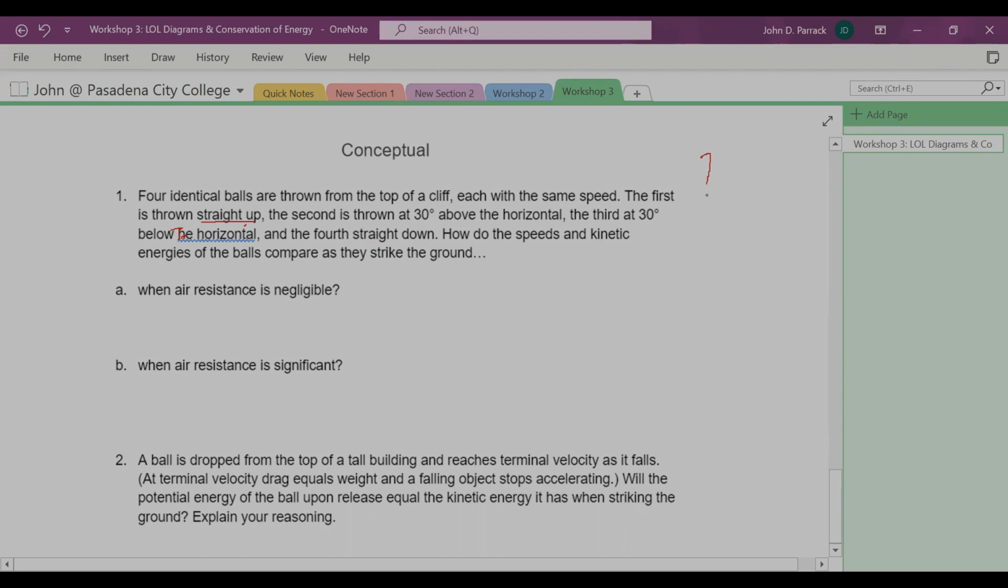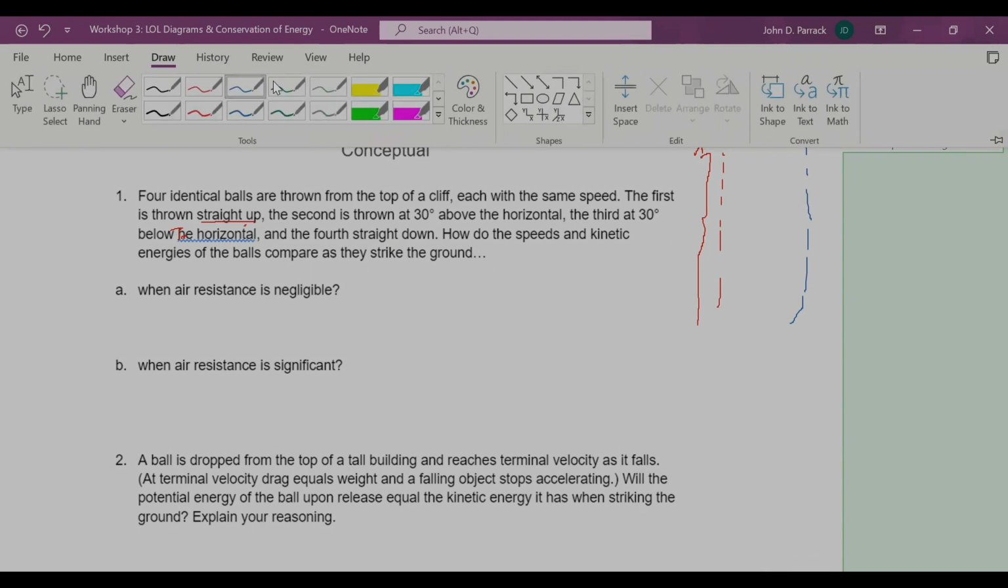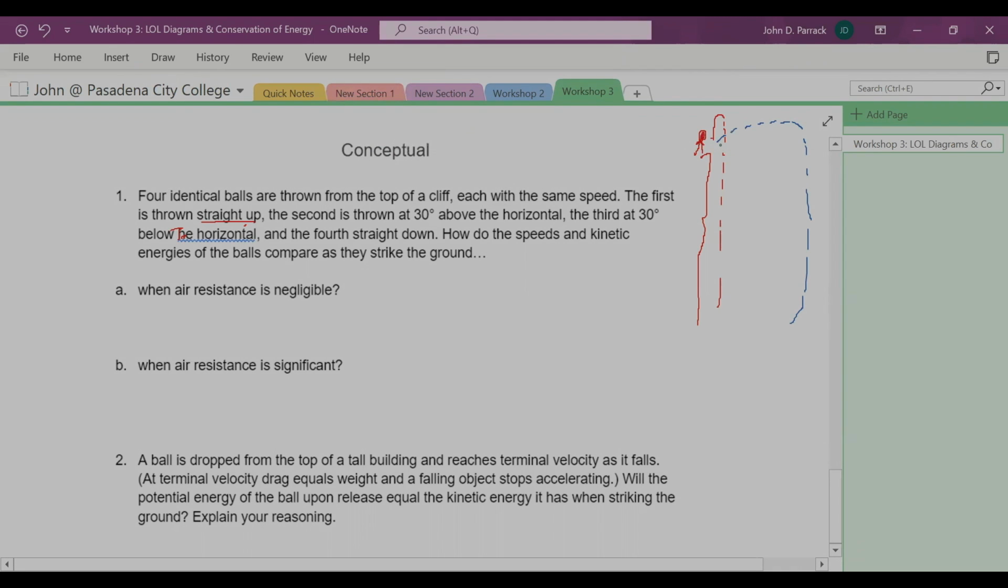We're up on a cliff. There's the cliff. Here we are. We throw several balls over the cliff in different paths. One we throw straight up. It goes down eventually. One we throw 30 degrees above the horizontal. It goes down eventually. Another one we throw 30 degrees below the horizontal, something like that. And then the very last one we throw straight down into the ground.